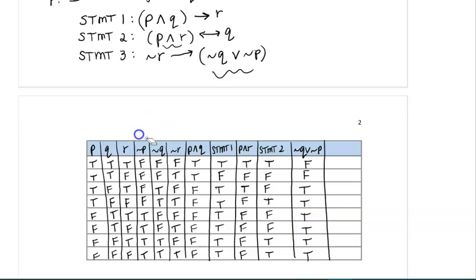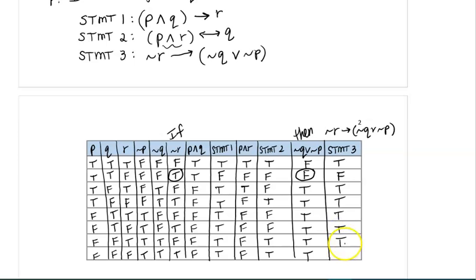And then lastly, we can make a column for the entire statement 3, which recall is if the negation of R, then the negation of Q or the negation of P. So we're creating a conditional statement, an if-then statement. The negation of R is the antecedent, and negation of Q or negation of P is the consequent. We're looking for the antecedent to be true and the consequent to be false, because then it will turn out false in that case. That's the only time where this happens. So this is true everywhere else.